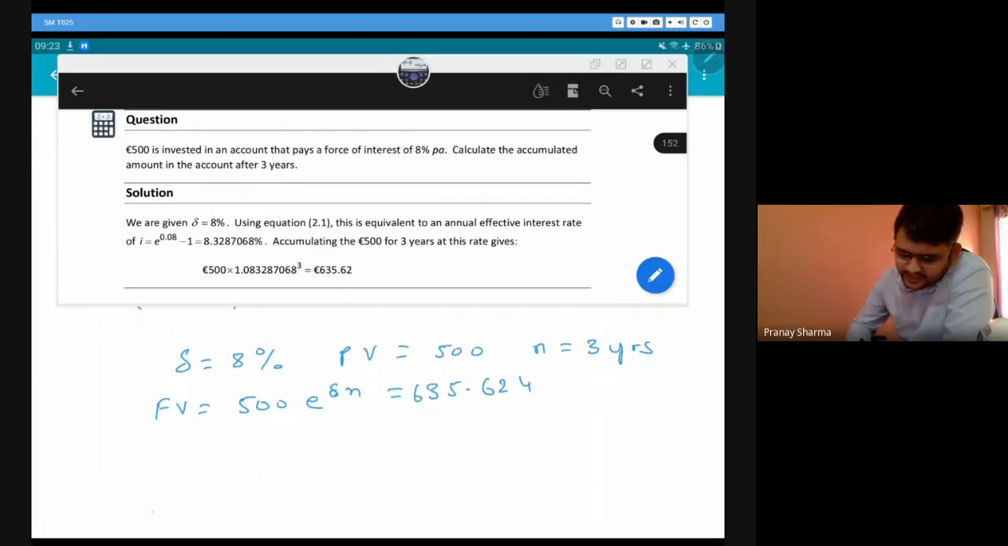You can definitely convert it into i and then calculate like they have done here. You can see the solution. You can definitely do it, or you can directly use this. This would be much easier.